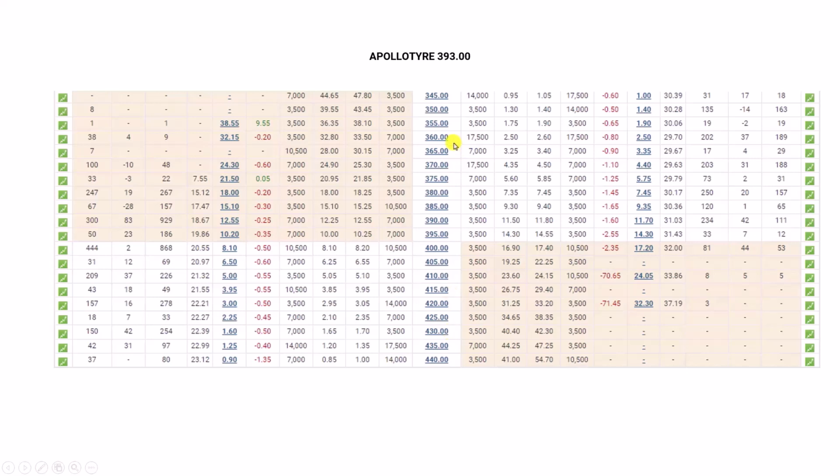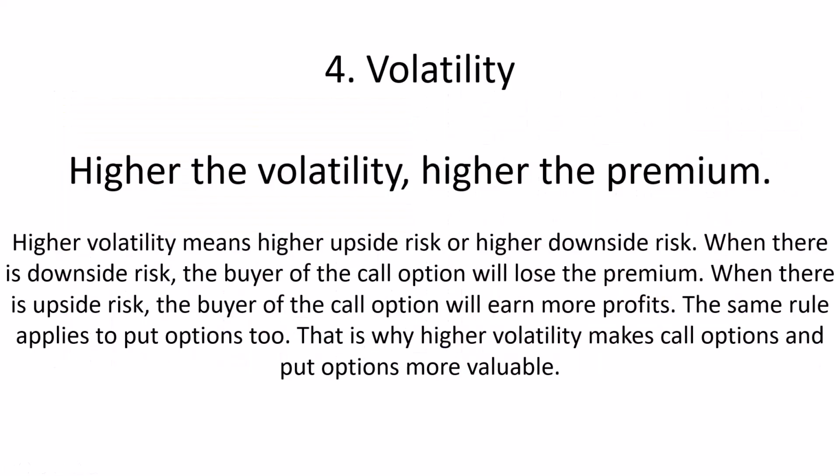But what is the possible maximum fluctuation that can happen from the current market price? That is called volatility. From 393, how low can it go in one day? How high can it go in that particular day? And also next day, day to day. That is called volatility. Now, if the volatility is higher, the premium will be higher.